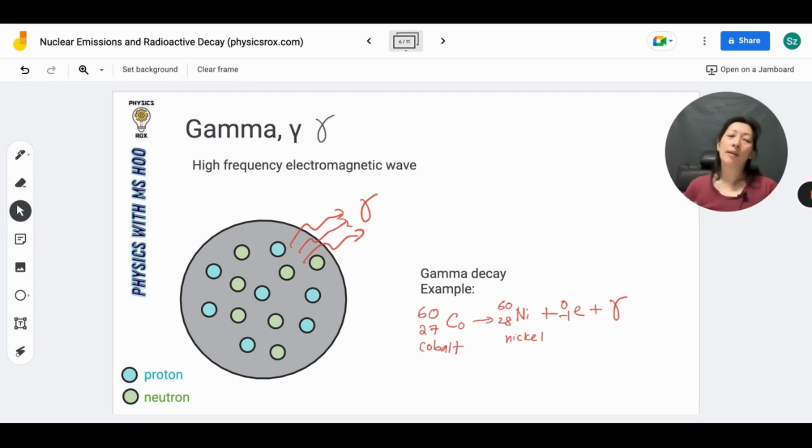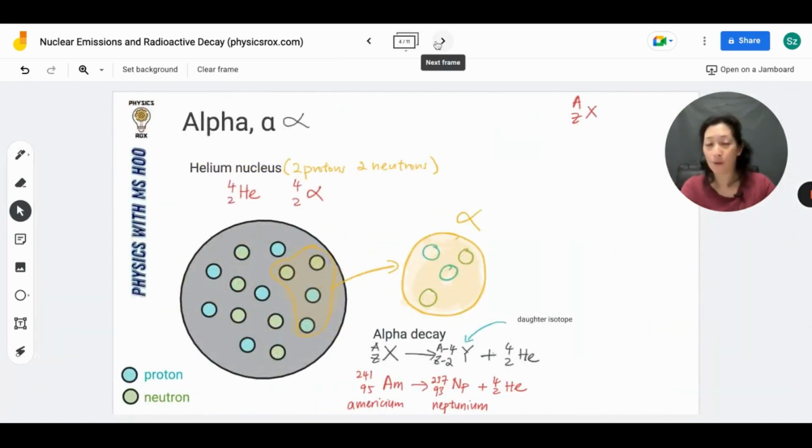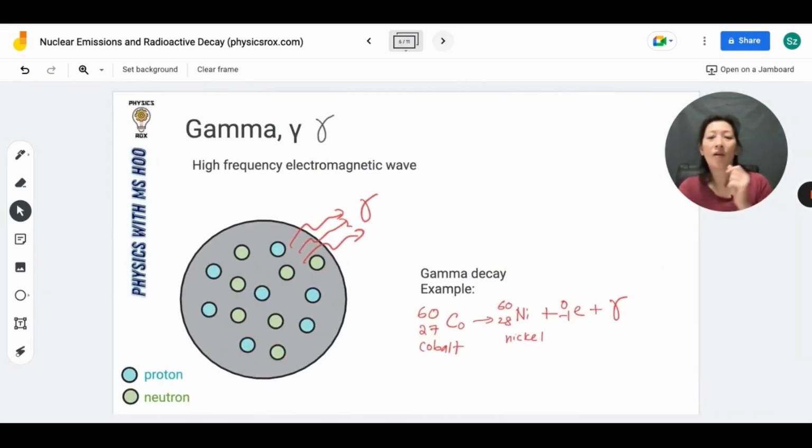Remember, gamma always accompanies either alpha or beta. Having said that, that doesn't mean everything that releases alpha will have gamma at the same time, or everything that releases beta has gamma at the same time. No. It can be alpha only, like americium. It can be beta only, like carbon-14. Or it could be alpha and gamma, or beta and gamma. So these are the 3 types of radioactive emissions that you need to know. Now that you know the 3 radioactive emissions of alpha, beta, and gamma, let's look at the characteristics and properties.